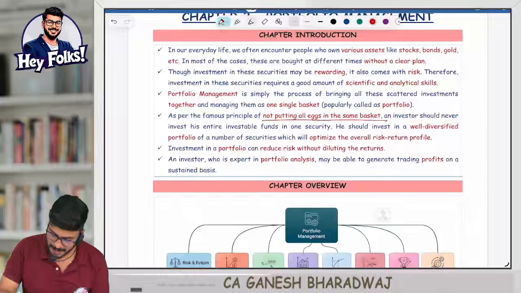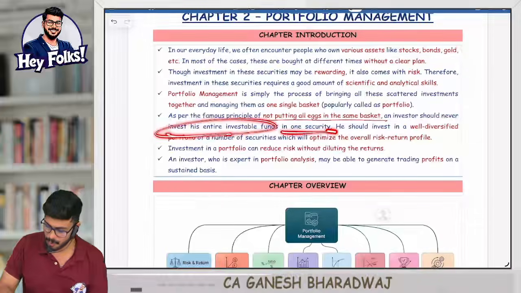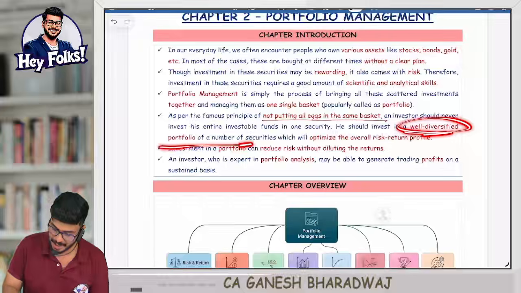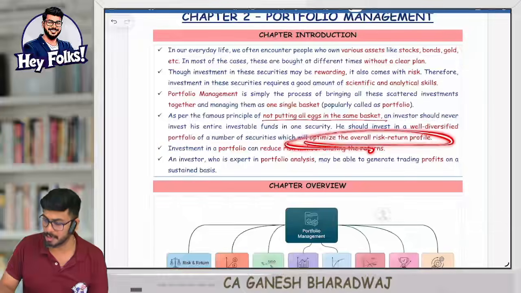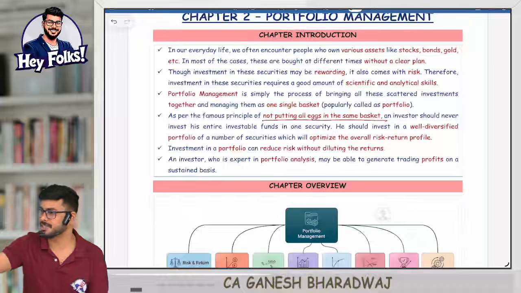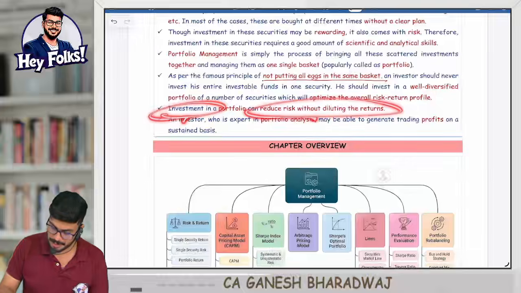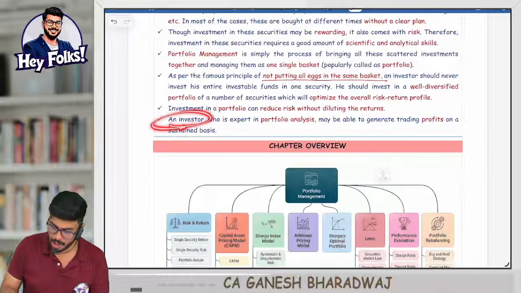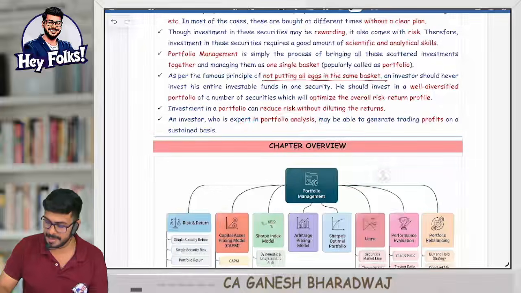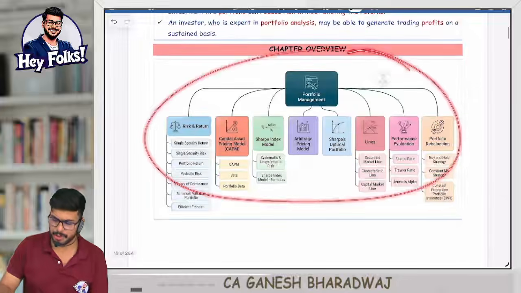An investor should never invest his entire investable funds in one security. He should invest in a well-diversified portfolio of a number of securities to optimize the overall risk-return profile. This is the example I gave you: 10 lakhs you have. Instead of putting everything in a single stock, you can do it in multiple. Investment in a portfolio can reduce the risk without diluting the returns, and an investor who is an expert in portfolio analysis may be able to generate a lot of trading profits on a sustained basis. And I walked you through this chapter overview.